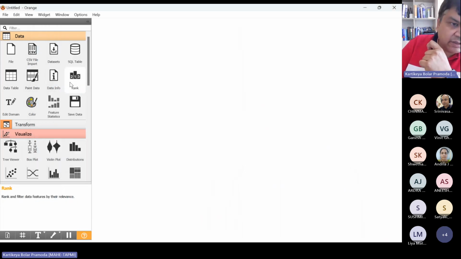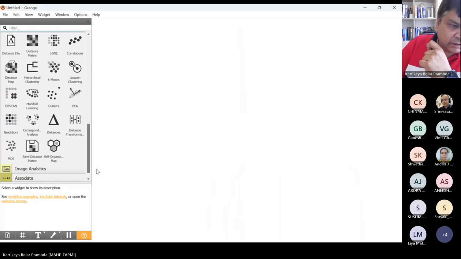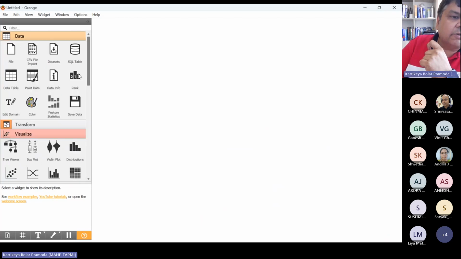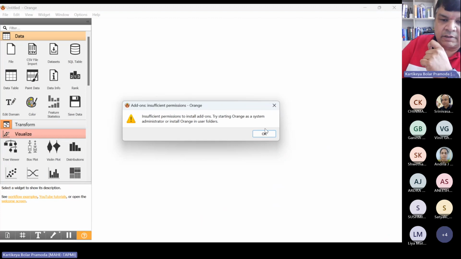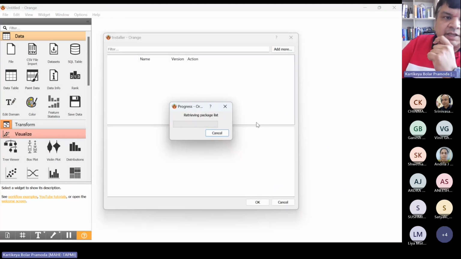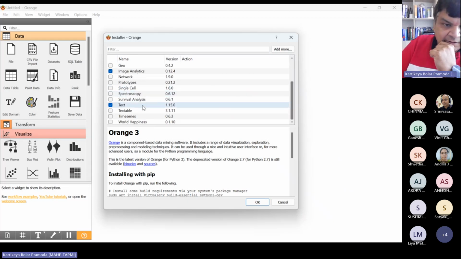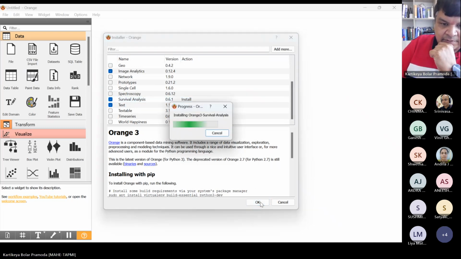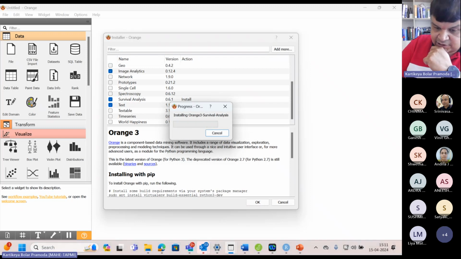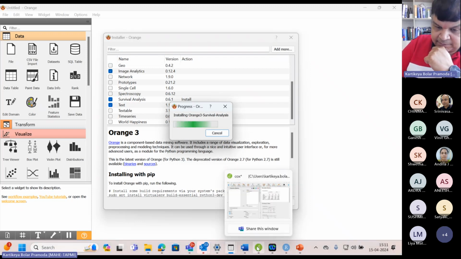Hopefully it has opened and installed. Not yet. See, in the options, you will have survival analysis. You just check this and install it. Meanwhile, while it gets installed, let me show you in JASP.